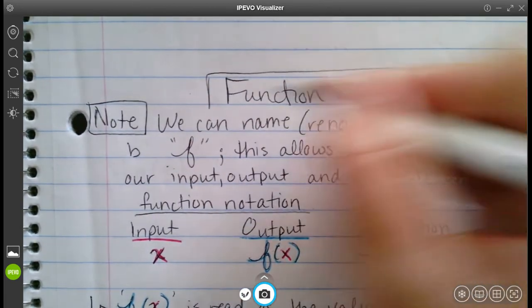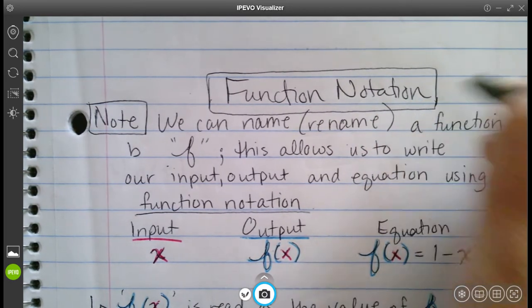Remember, this is going to be a very long unit, so we're trying to get through it.